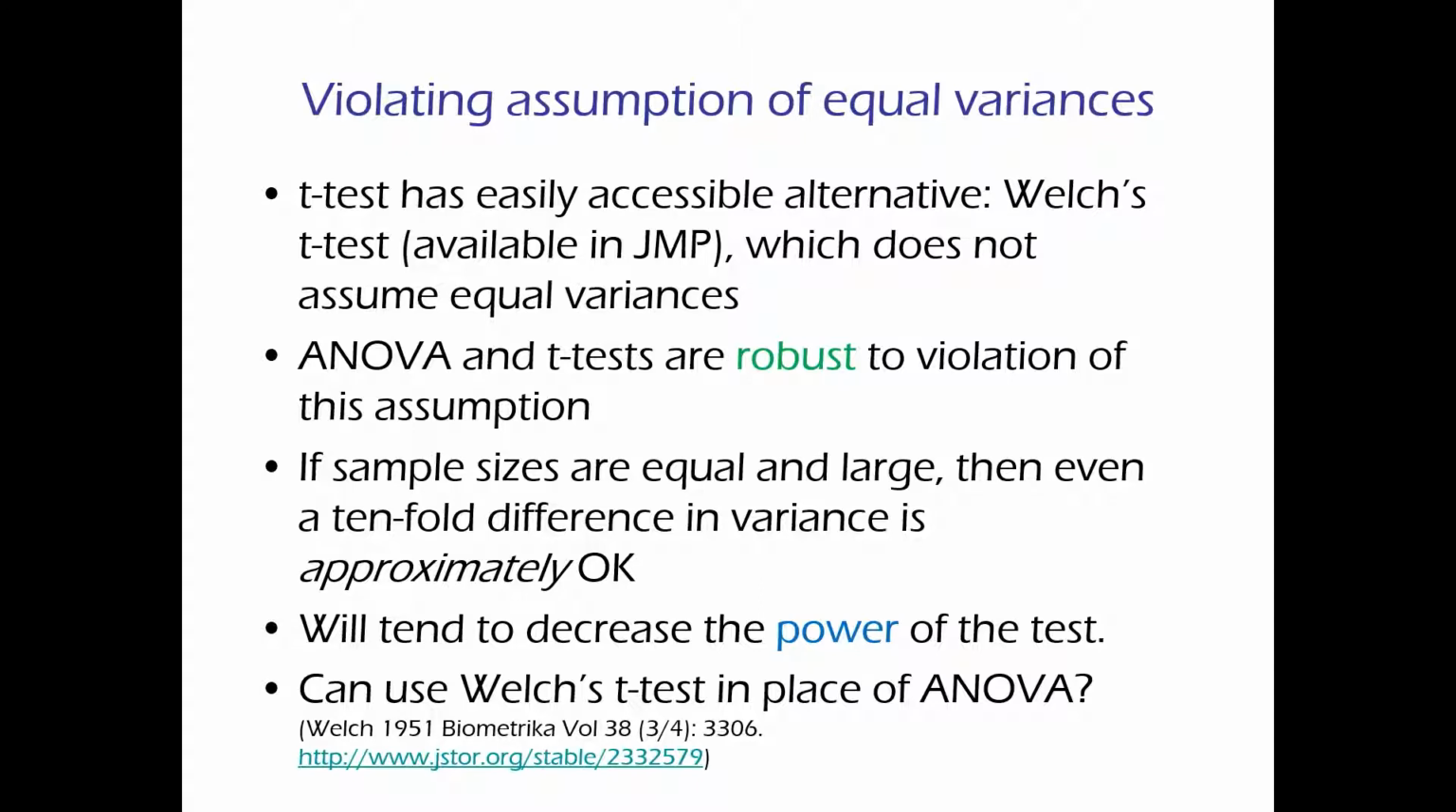But we do need to keep in mind that violating the assumption of equal variance will tend to decrease the power of the test. Here, I included a possible solution to use Welch's test instead of ANOVA when the assumption of equal variances is violated. I'm not going to go into details here. You're welcome to click on the link below if you're interested. Another solution is to use non-parametric methods, but I'll come back to this topic in the next few slides.